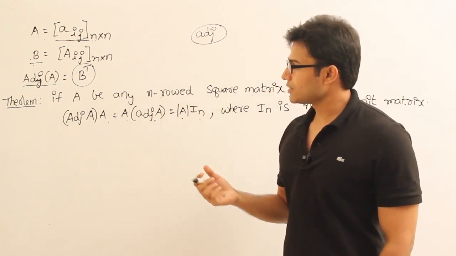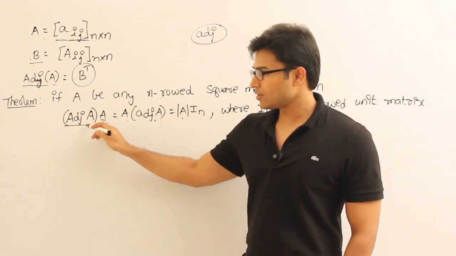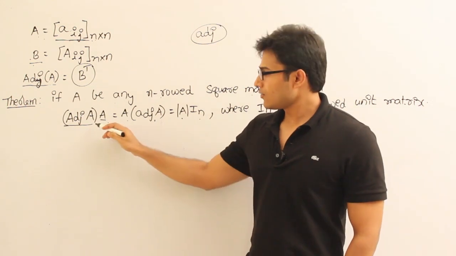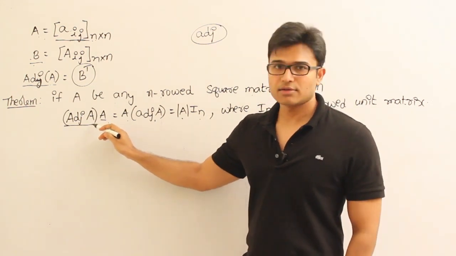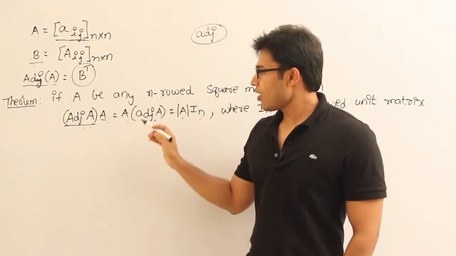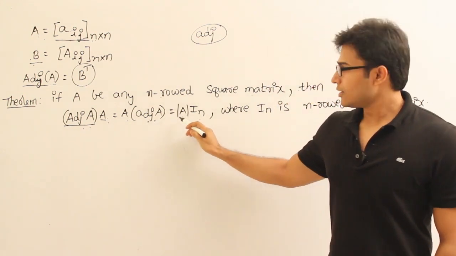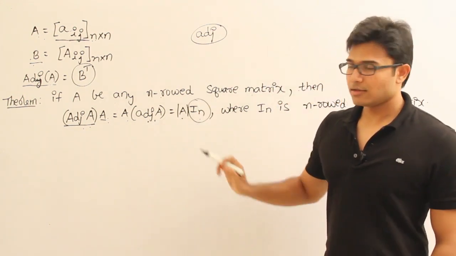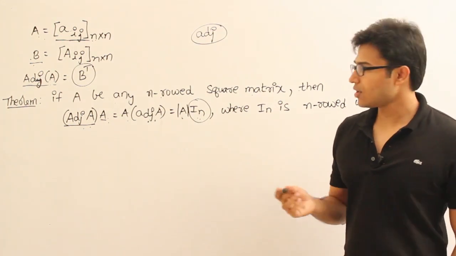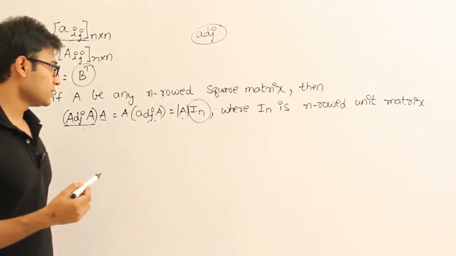What they are trying to say is, if A is a square matrix, find the adjoint matrix of A. After finding the adjoint matrix of A, multiply the adjoint of A with A, or A with the adjoint of A. Then the result is nothing but the identity matrix I n multiplied with the determinant of A. So how is it possible? I'll just show you. Let's take a small example.